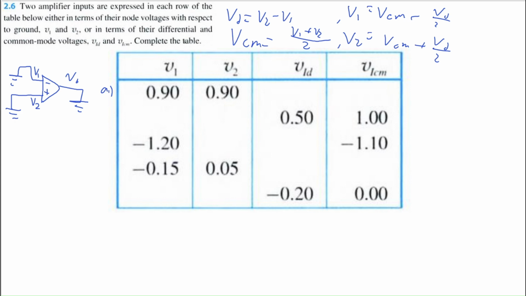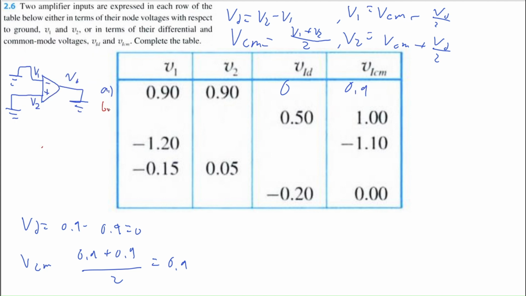So with this information, we should be able to start working through row A. We have V1 and V2, so you can find VD pretty easily. It's just V2, which is 0.9, minus V1, which is 0.9, which is 0. And VCM is going to be V1, 0.9, plus V2, 0.9, divided by 2, which is equal to 0.9.